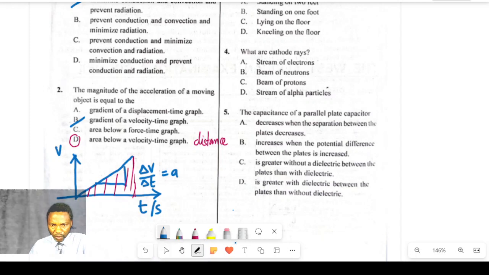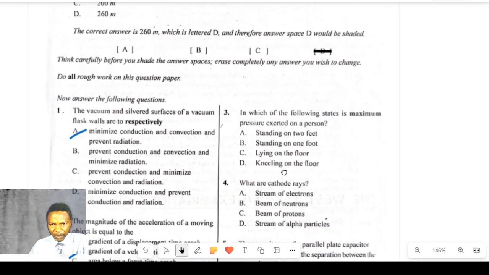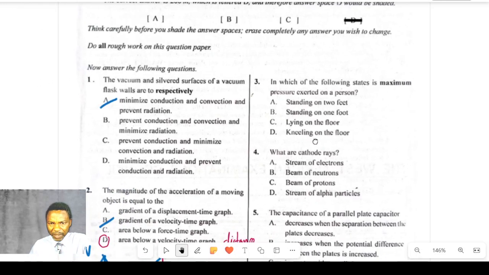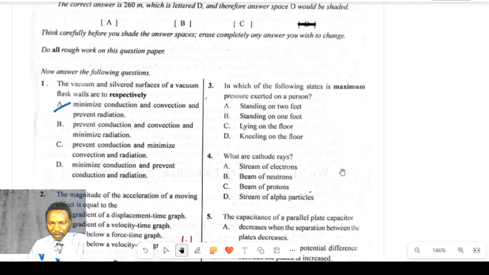So let's go to question number 3. In which of the following states is maximum pressure exerted on a person? It's when the person is standing on one foot. What is pressure? Pressure is equal to force per unit area.